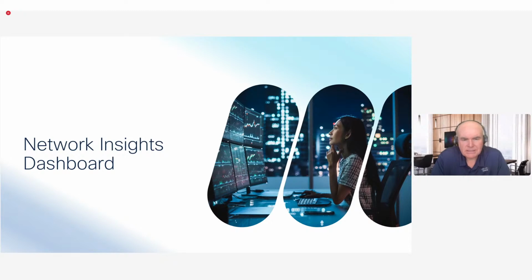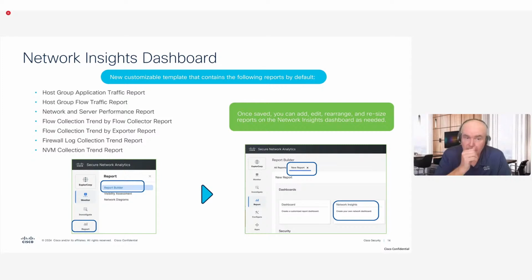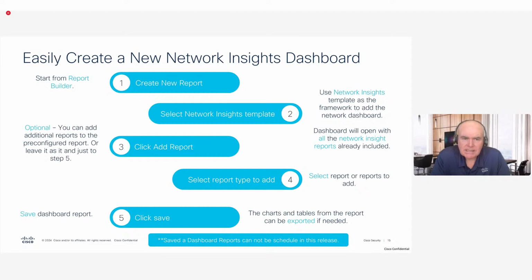The Network Insights dashboard is slightly different. If you remember what I said this one is about, it comes with an already pre-filled template, if you want to think about it that way. By default, it's going to have the host group application traffic, the host group flow traffic report, network and server response, etc. All those listed on the left of this slide are already pre-populated. So when you click on the Network Insights dashboards, it's going to load those individual reports for you. Again, you can save that and you can modify it, exactly the same steps as the dashboard report. The Network Insights dashboard is very easy to create and very easy to modify.